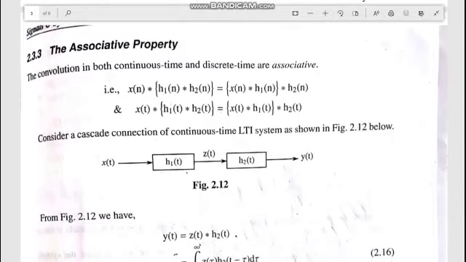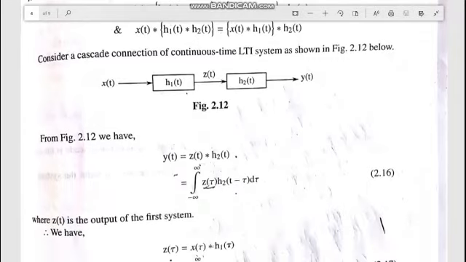The above equations are represented in the block diagram. So x of t is your input, y of t is your output, and we have two convolution functions, h1 of t and h2 of t. What is your z of t? Z of t is nothing but x of t convolved with h1 of t. And what is your y of t? Y of t is nothing but z of t convolved with h2 of t. So what is your equation? Y of t is equal to z of t convolved with h2 of t.